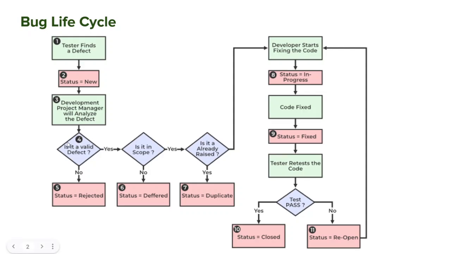And if you start here at point 4, when we start, this is basically a bug life cycle. It is known as a bug life cycle. So in the first step, the tester finds a defect. He will mark its status as new. Whenever a defect is created for the very first time, its status is automatically marked as a new issue.